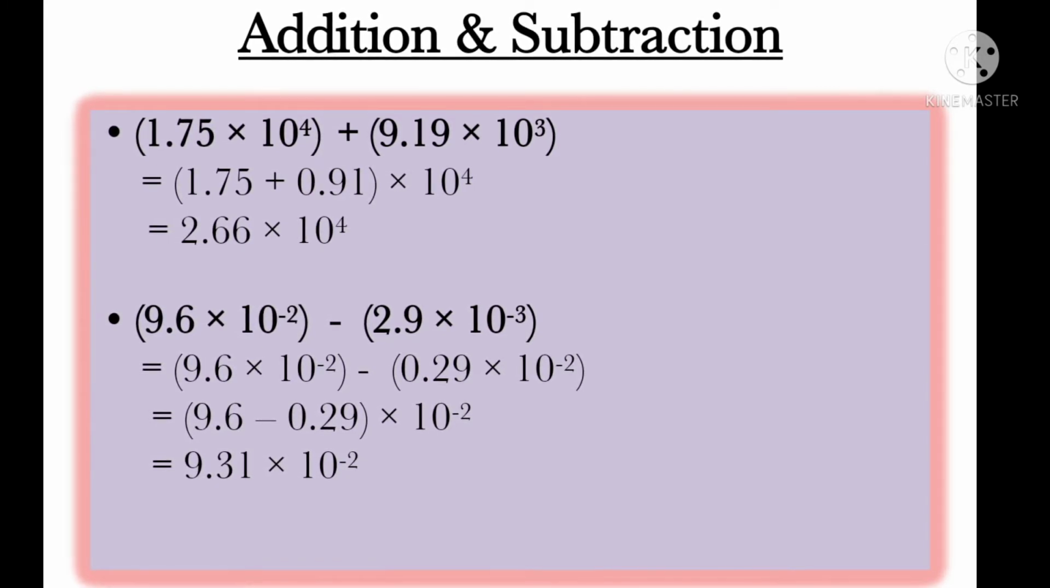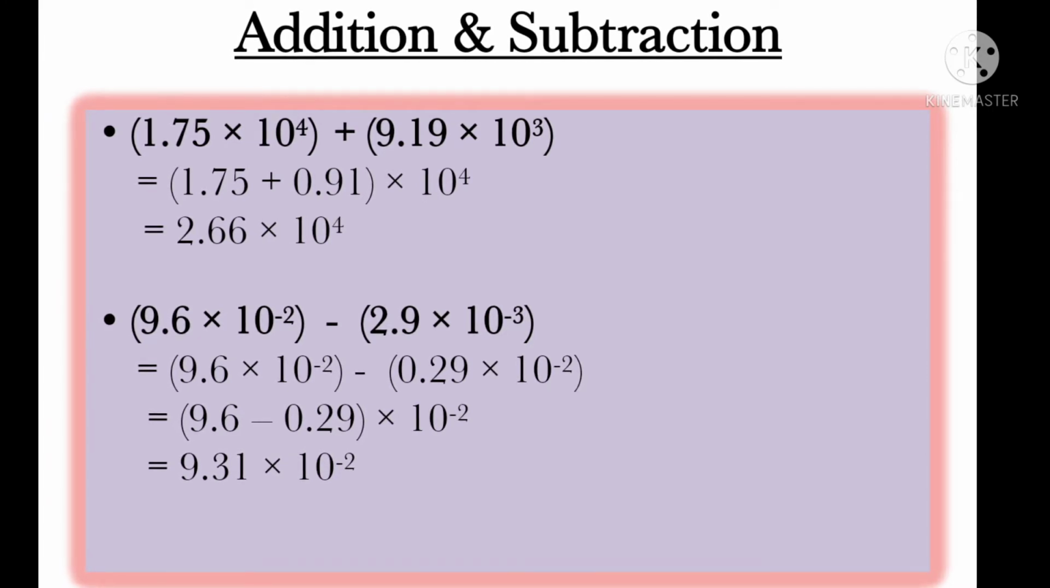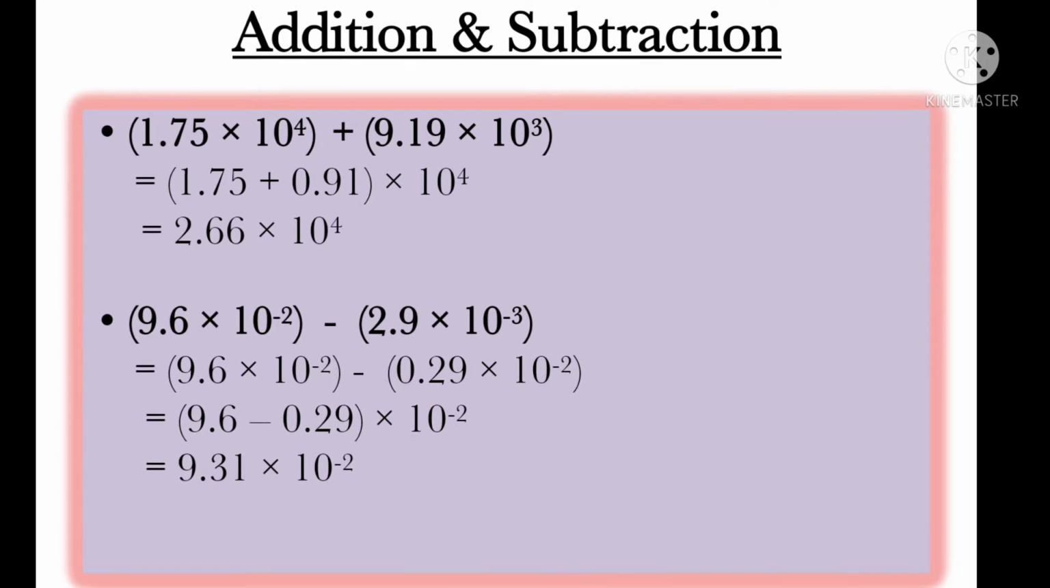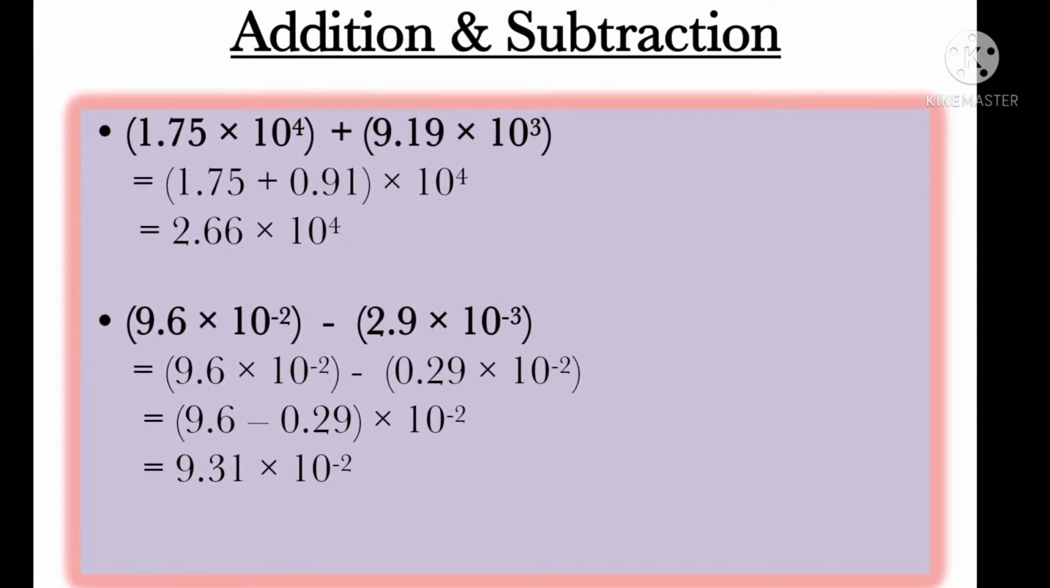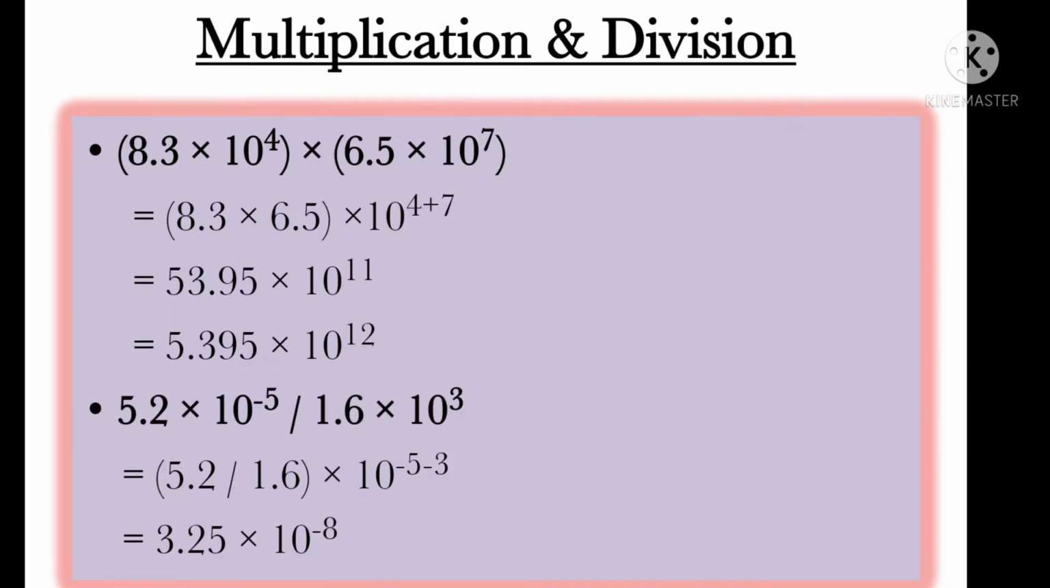Then come to the example of subtraction. Here the question is 9.6 into 10 to the power minus 2 minus 2.9 into 10 to the power minus 3. Here also, as in addition, the powers have to be made the same. Okay, then the result will come up as 9.31 into 10 to the power minus 2.